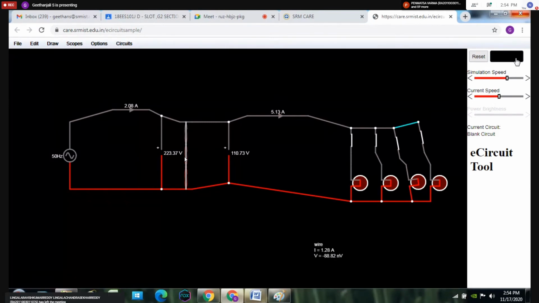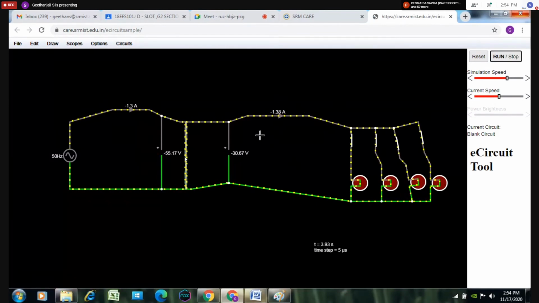While the simulation is running, it is showing the simultaneous value. Since you are giving an AC supply and the transformer works on the AC supply, the values will vary with respect to time. So all the values are simultaneous values. If you want the instantaneous value, you have to stop the simulation, then you can get the instantaneous value.